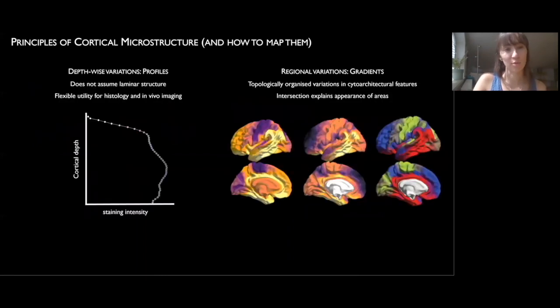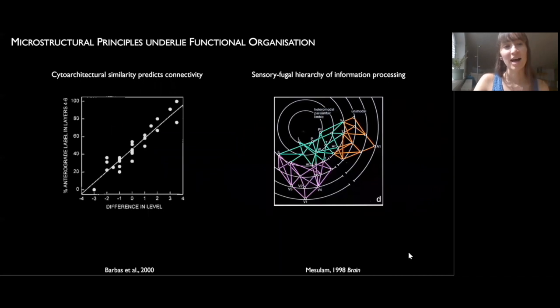So to sum this up, we have a way to look at depth-wise variations through profiles. It does not assume laminar structure, which is helpful, and also has flexible utility for both histology and in vivo imaging. Then we also have regional variations that are well captured by gradients because cytoarchitectural features are topologically organized, and their intersection can actually explain a vast array of differentiation within the cortex. I won't touch too much on functional organization because Sofie Valk is going to do so later in the symposium.